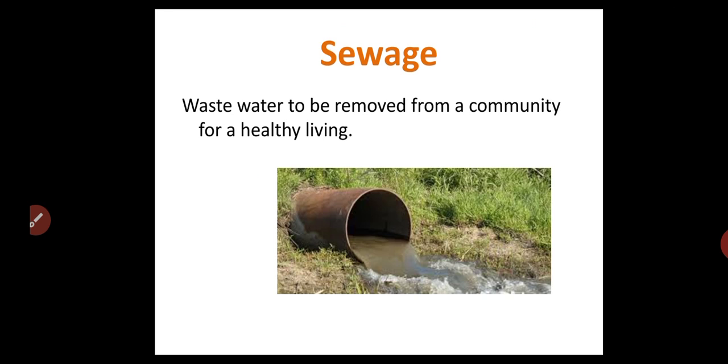Sewage is wastewater to be removed from a community for healthy living. It is wastewater released by homes, industries, hospitals, offices, and many other places. It also includes rainwater that runs down from the street when it rains. The water that washes off roads and rooftops carries harmful substances. So, sewage is liquid waste, mostly water, which has dissolved and suspended impurities. To remove all these impurities, we have a few steps, and we will discuss them one by one.